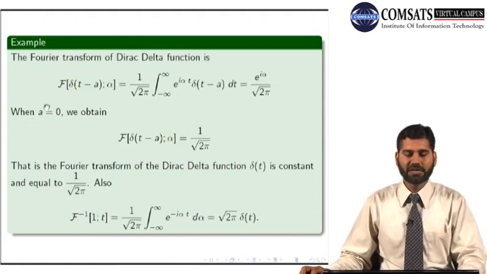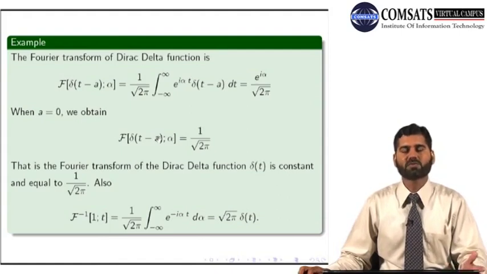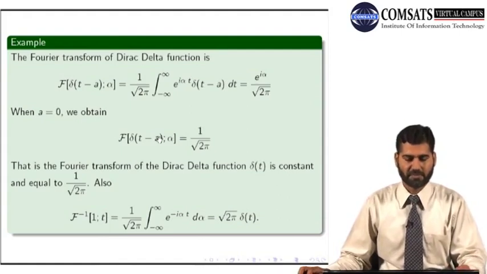When a is equal to 0, there is no a here, and it will be just 1 over square root of 2 pi. So the Fourier transform of delta(t) is just 1 over square root of 2 pi. That is, the Fourier transform of the function delta(t) is a constant equal to 1 over square root of 2 pi.